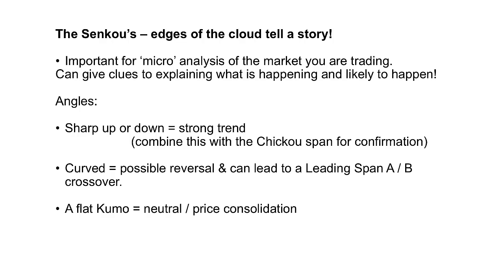It's all about angles, as sharp up or down equals a strong trend, and combined with the Chikou span for confirmation. Curved could mean a possible reversal and can lead to a leading span A and B crossover, and if it's flat, it means neutral, price consolidation. So some useful rules there once you get a bit more experience in the world of Ichimoku.